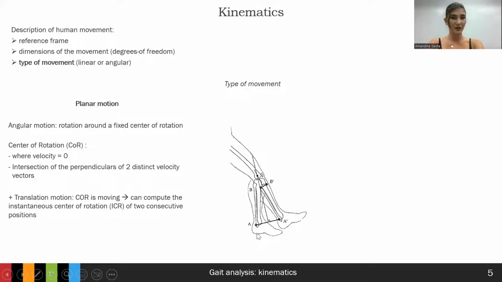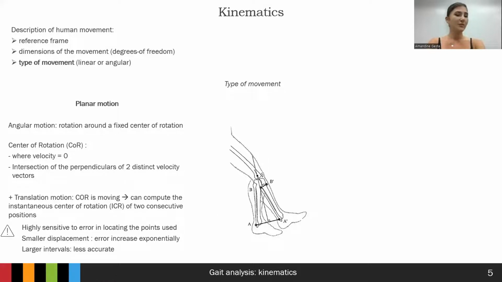As you can see in the middle of the slide, you need to have two consecutive positions. With these two positions and the 4 points that you can see, A, B, A prime, B prime, you can find the perpendiculars of the two distinct positions and then find the instantaneous center of motion, which is almost at the knee.